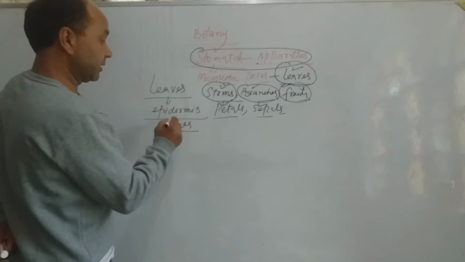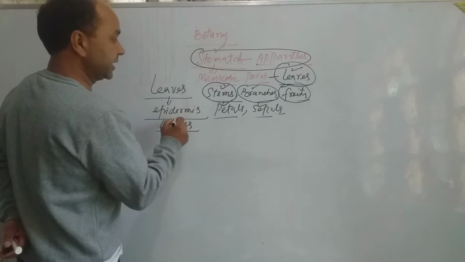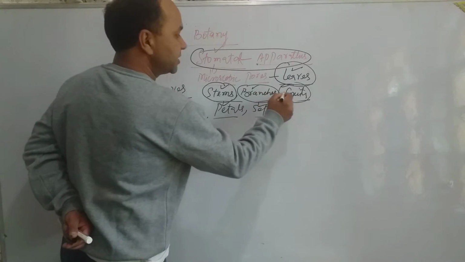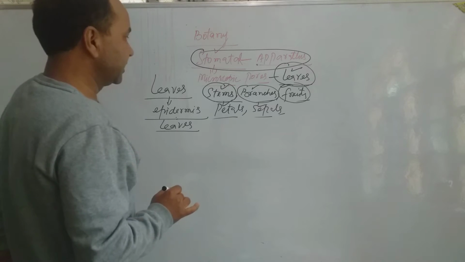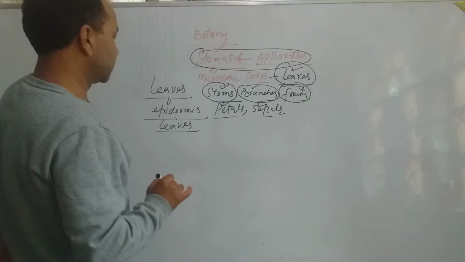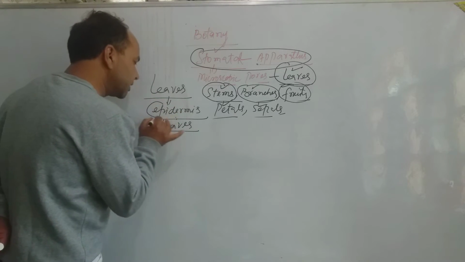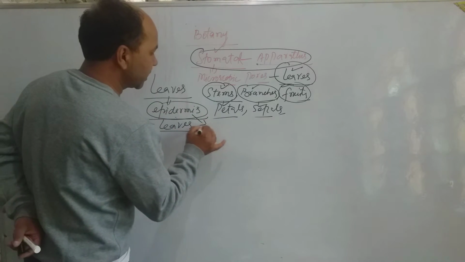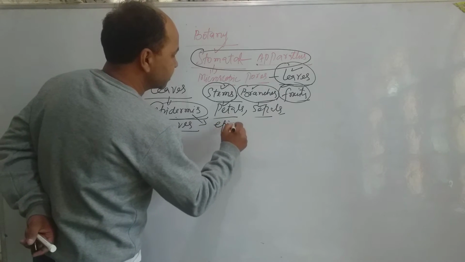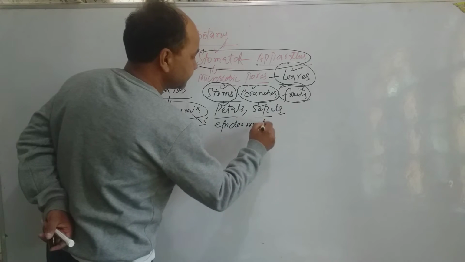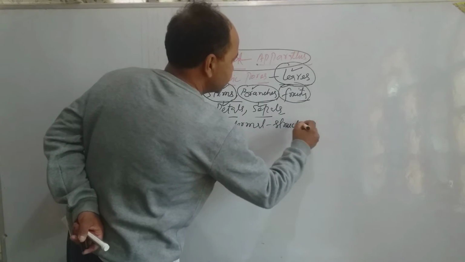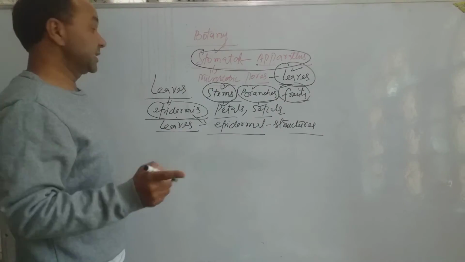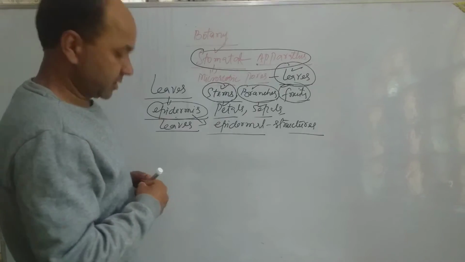Epidermis of leaves. They can also be present in the epidermis of stem. They can also be present in the epidermis of branches, fruits, petals, sepals. When these structures are there, on these structures, stomata can also occur. Hence, if they are present on the epidermis, they are known as epidermal structures. The stomata are the structures of epidermis, hence known as epidermal structures.